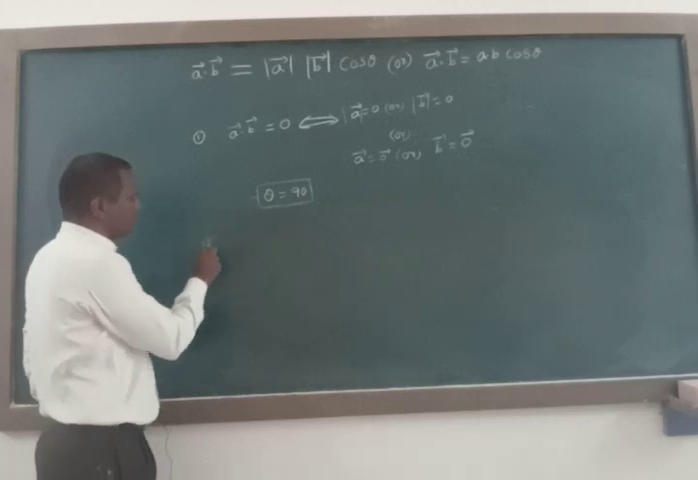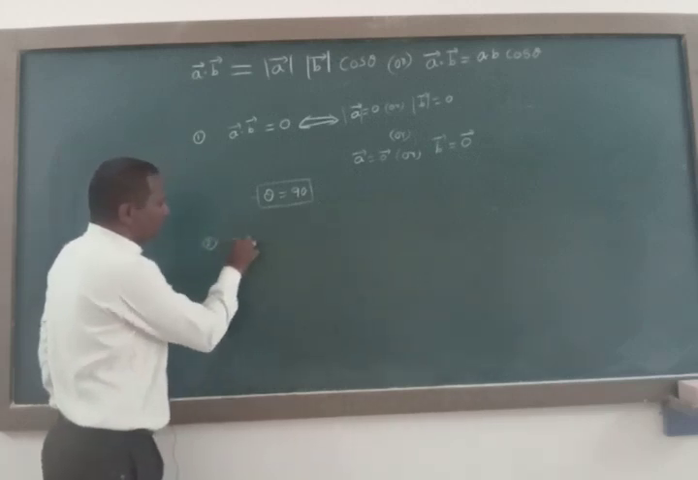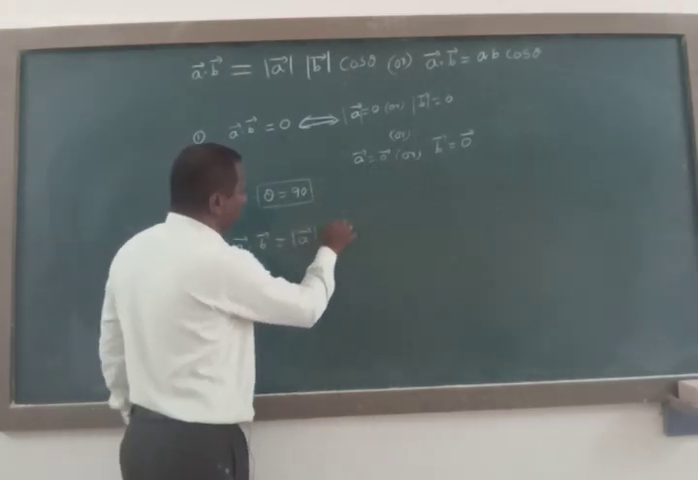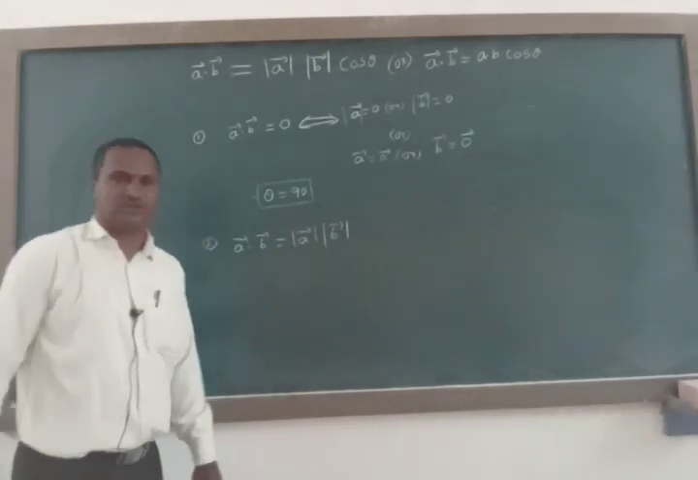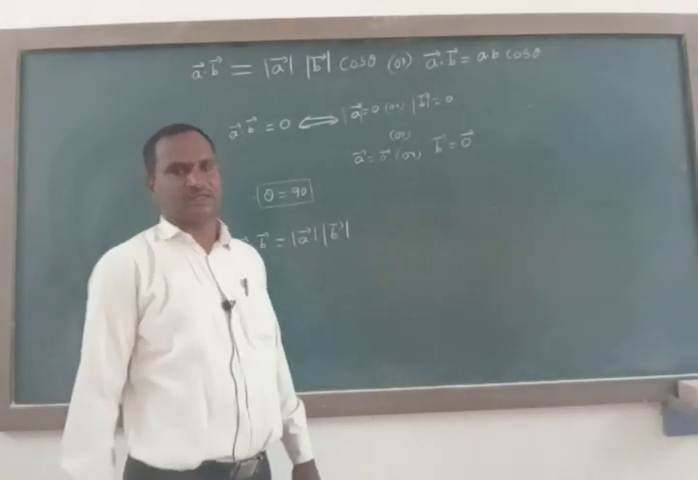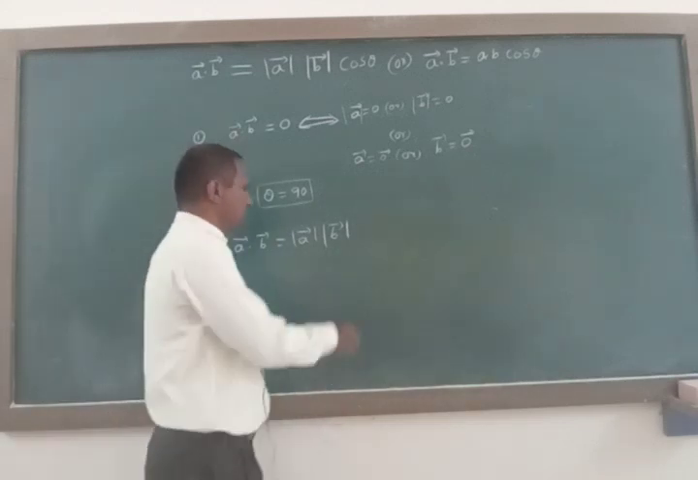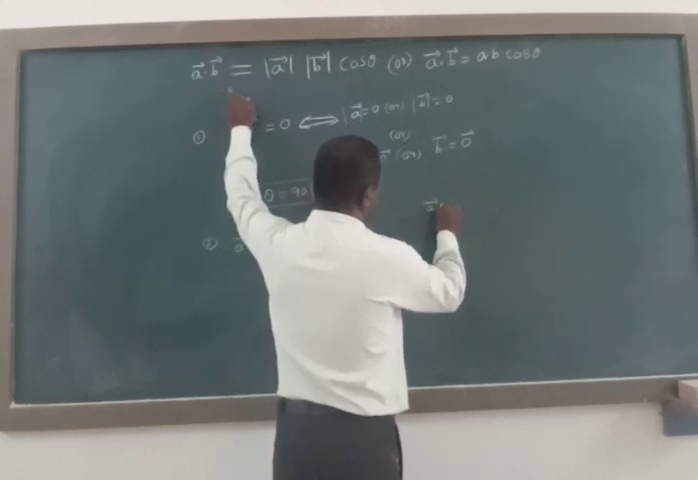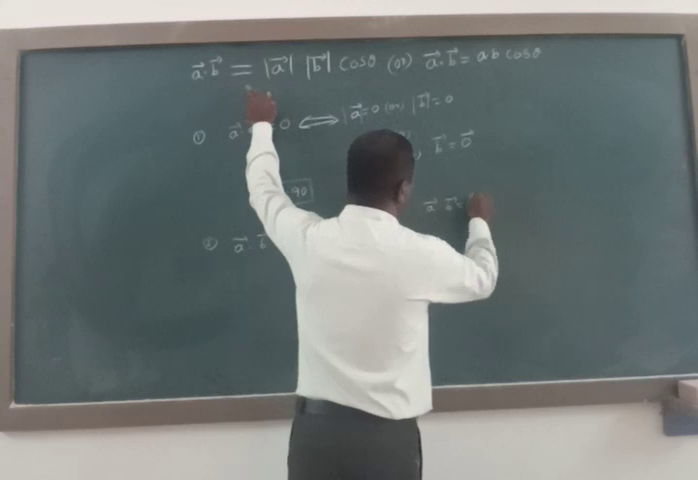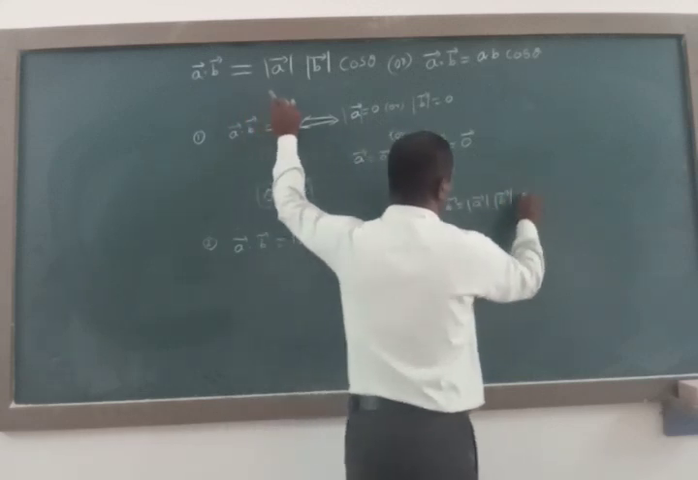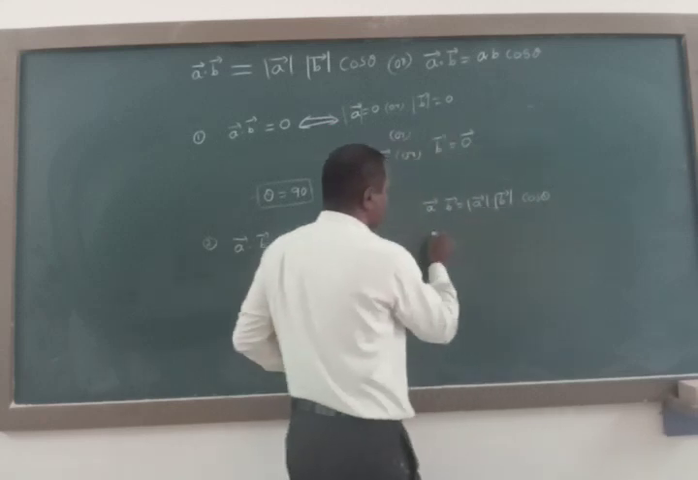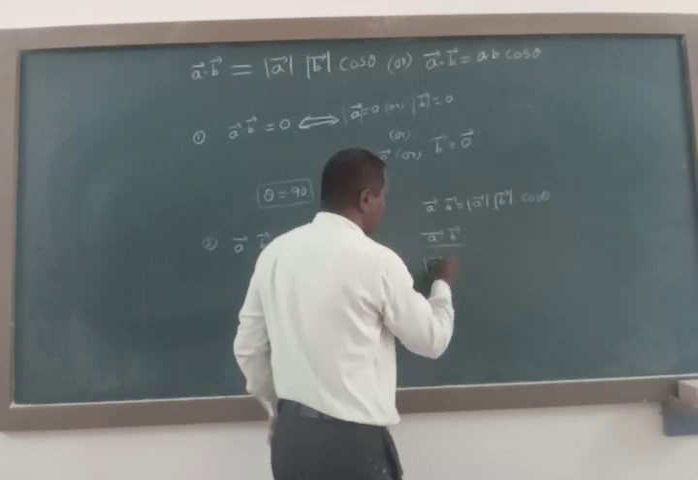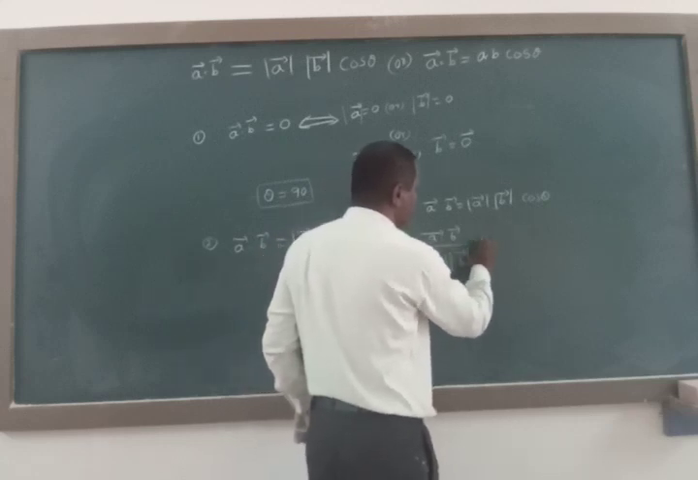Next one is a bar dot b bar is equal to magnitude of a bar into magnitude of b bar. If these two values are the same, then the angle between the two vectors is 0 degree. How? See here, for example, a bar dot b bar is equal to magnitude of a bar into magnitude of b bar into cos theta. Sending this side, a bar dot b bar whole divided by magnitude of a bar into magnitude of b bar is equal to cos theta.